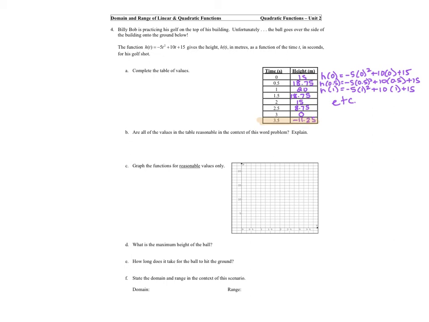So in this case, are all of the values reasonable? No, because time and height must be positive. Because that last point is not positive, that is not reasonable. So we would not consider that part of this word problem.